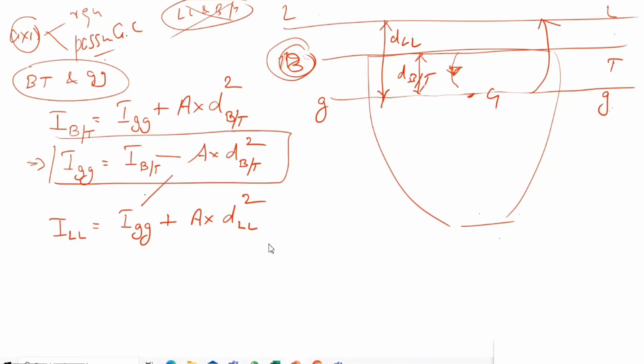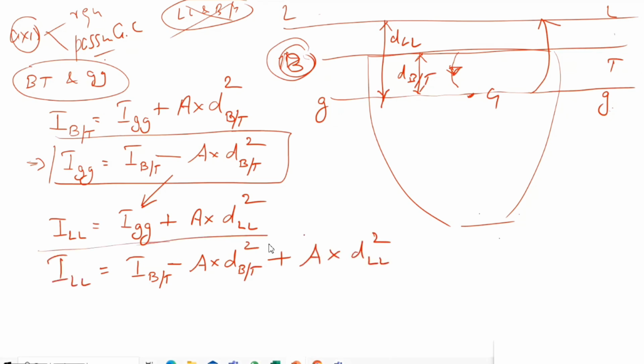And I put the value of IGG here. What is IGG above in the box above? It's IBT minus area into DBT square, plus area into DLL square. This becomes ILL, which will be the numerator of my COPLL. Understood, guys? Yes or no?